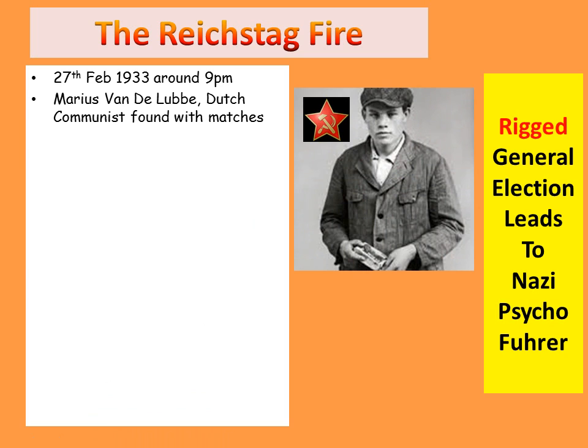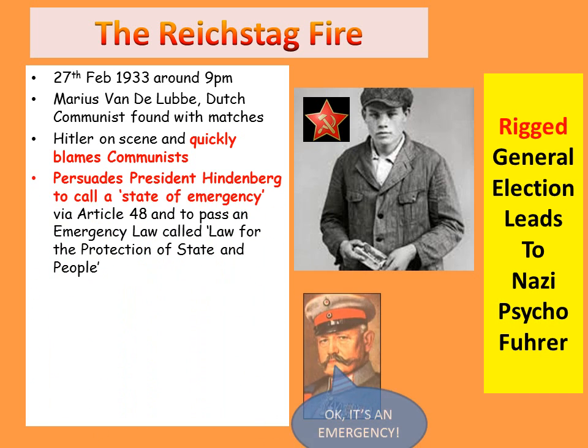This man you can see appearing here, I say man, but actually he was a boy, Marius van der Lubbe. He was the Dutch communist who was found with matches on the scene. So this boy, conveniently, a communist, which is, you know, the Nazis' main rivals, is found with matches. That's very convenient, isn't it? Hitler is on the scene quite quickly, interesting, and he very quickly blames the communists. So Hitler is able to actually pin this on his main enemy.